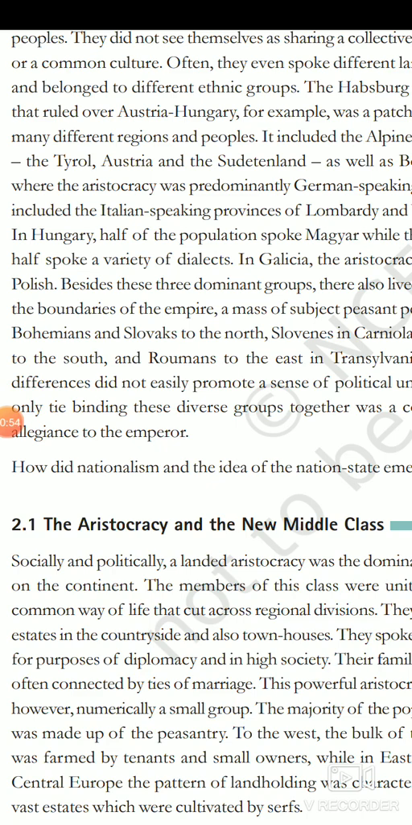So during this period, industrialization also started in Europe. Industrialization basically came from Britain. The first industry came into existence in Britain. After that, a number of industries came into existence in different parts of Europe.